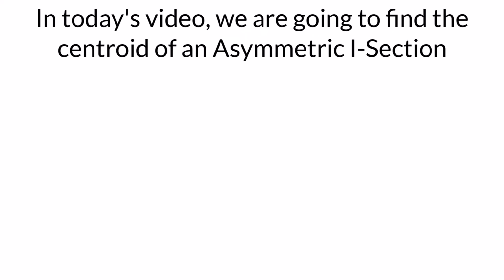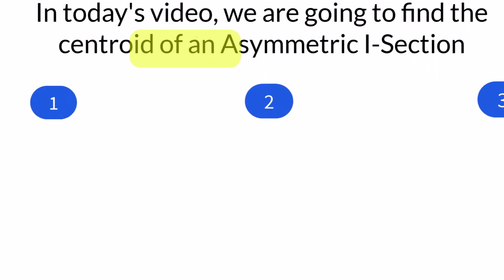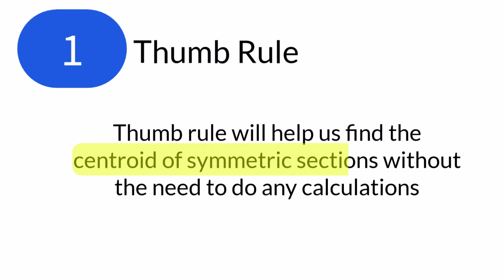In today's video, we are going to find the centroid of an asymmetric eye section. This video has three parts. In the first part, we will define a thumb rule which will help us find the centroid of symmetric sections without the need to do any calculations.